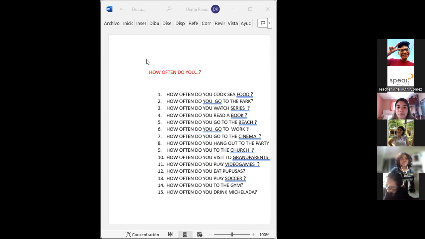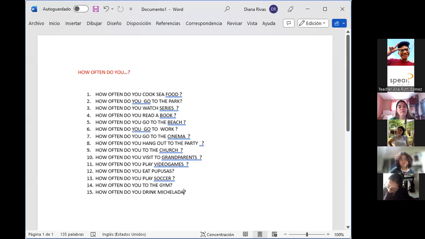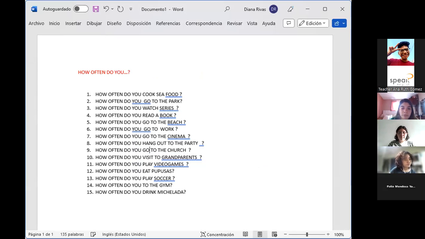How often do you cook seafood? How often do you go to the park? How often do you watch series? How often do you read the book? How often do you go to the beach? How often do you go to work? How often do you go to the cinema? How often do you hang out to the party? How often do you go to the church? But in this case, you're going to say, Diana, how often do you go to church? The is extra. How often do you go to church?